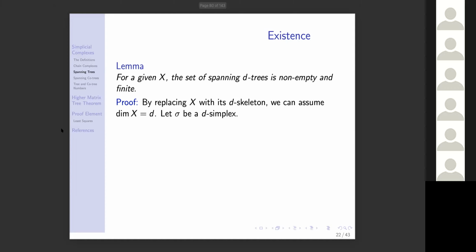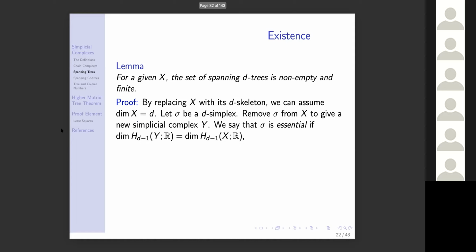So let sigma be a D simplex. Remove sigma from X to give a new simplex. This is a recipe. So I'm saying remove sigma from X to give, we can assume X is D dimensional by just throwing away everything above dimension D. Remove any top dimensional simplex. That'll give you a new simplicial complex, call it Y.